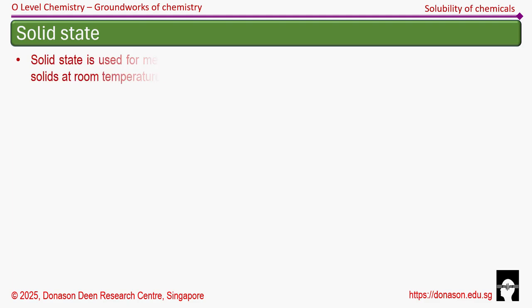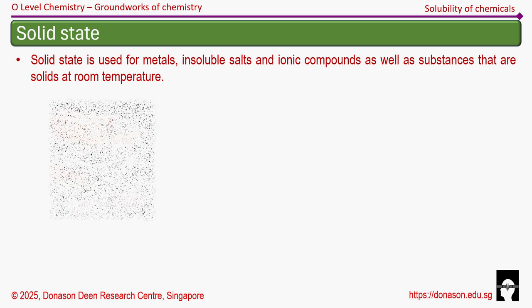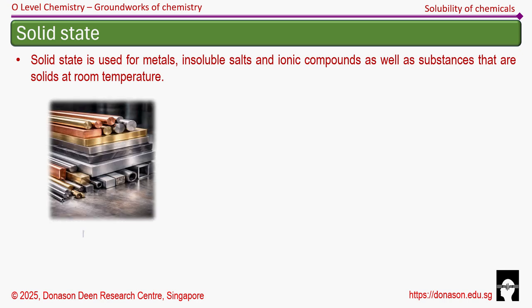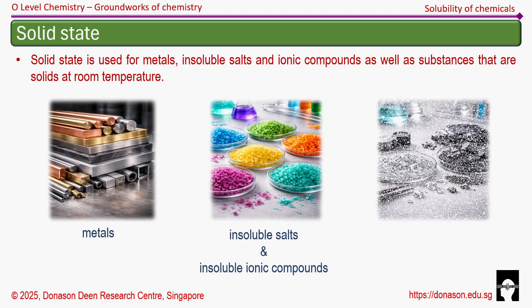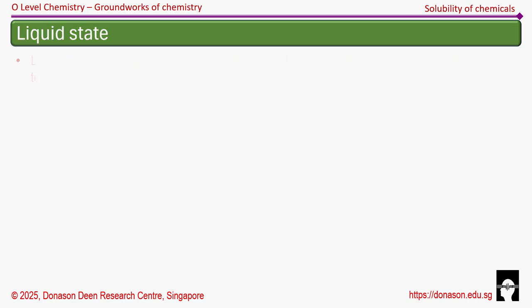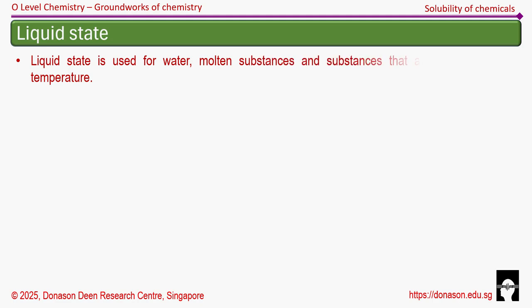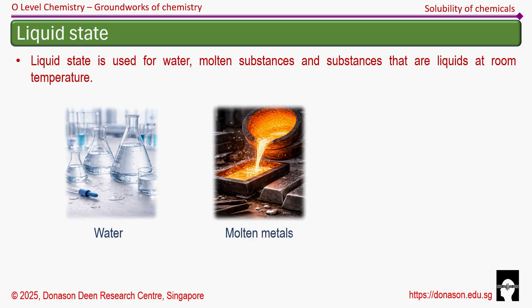As mentioned earlier, the solid state is used as the state symbol for metals, insoluble salts, and ionic compounds. It is also used for substances that are solids at room temperature. Here are some examples of substances that use the solid as the state symbol. The liquid state is used as the state symbol for pure liquids, such as water, molten substances, such as molten metals in casting process, and molten salts used during electrolysis. Here are some examples of substances that use the liquid as the state symbol.